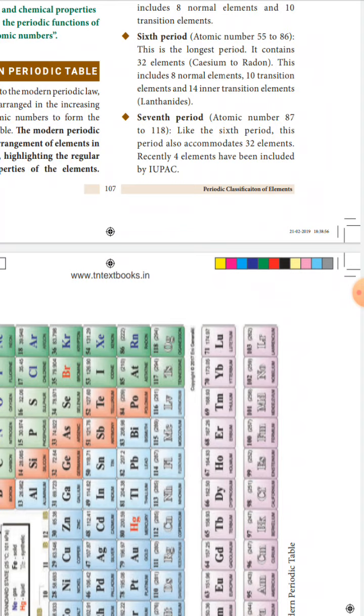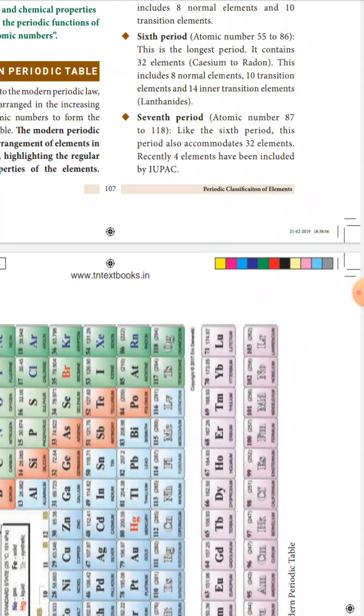Actinium to lawrencium, 14 elements, possess similarity in their physical and chemical properties, so mostly these elements are kept below the lanthanide column. Then rutherfordium, dubnium, seaborgium, bohrium, hassium, meitnerium, darmstadtium, roentgenium and copernicium, and from these till atomic number 118, elements are given in the periodic table.